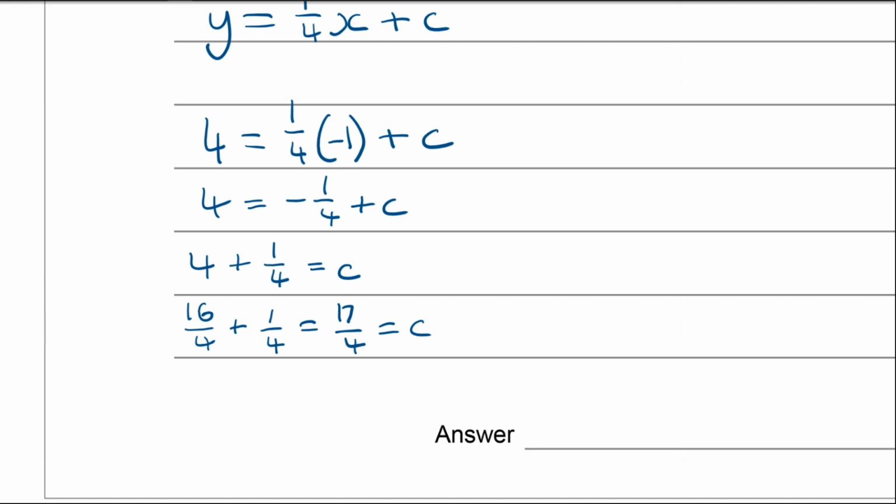So we now have the equation of our line. y equals a quarter x plus 17 over 4.